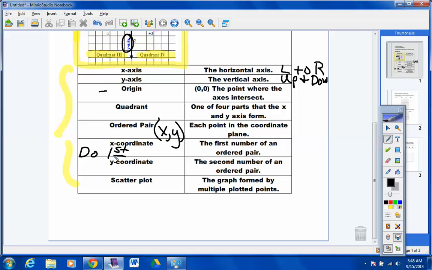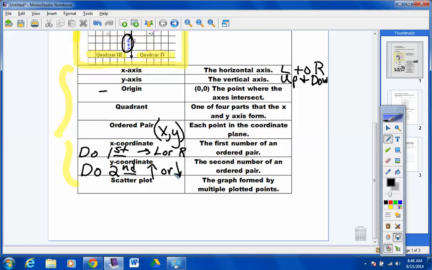Okay, the first thing you're going to do is move left or right. Then the y-coordinate is going to be the second number of an ordered pair. So after you move left or right, from there you're going to move up or down. So you'll do the second, in which case you're either moving up or you're moving down. And we'll look at some examples here in a second.